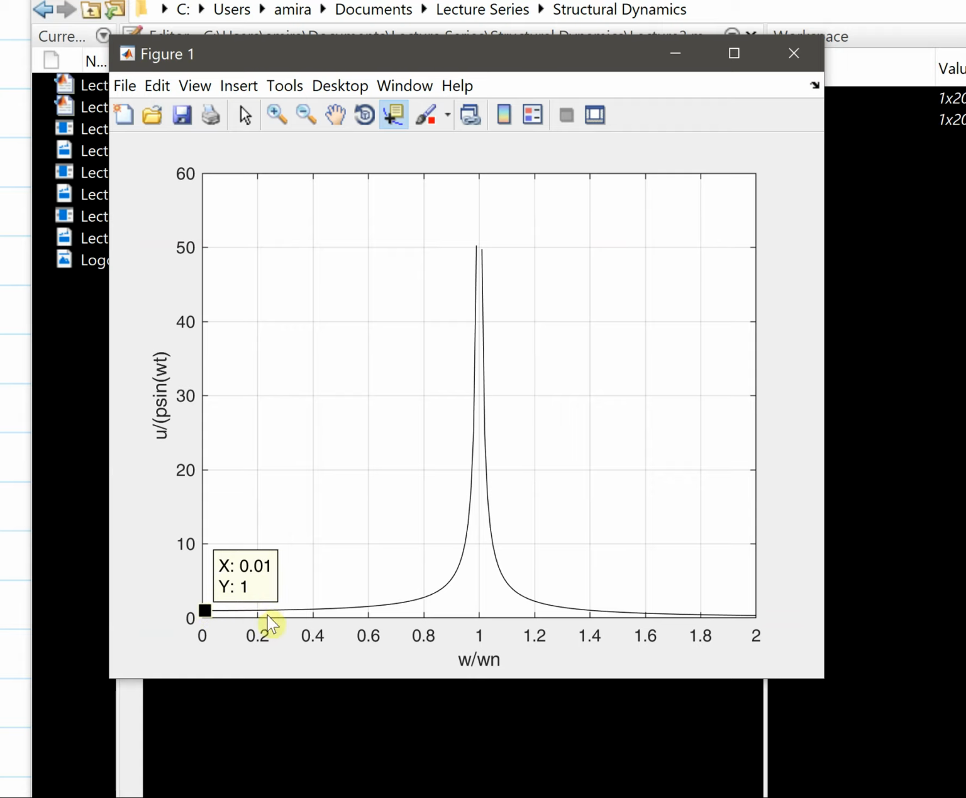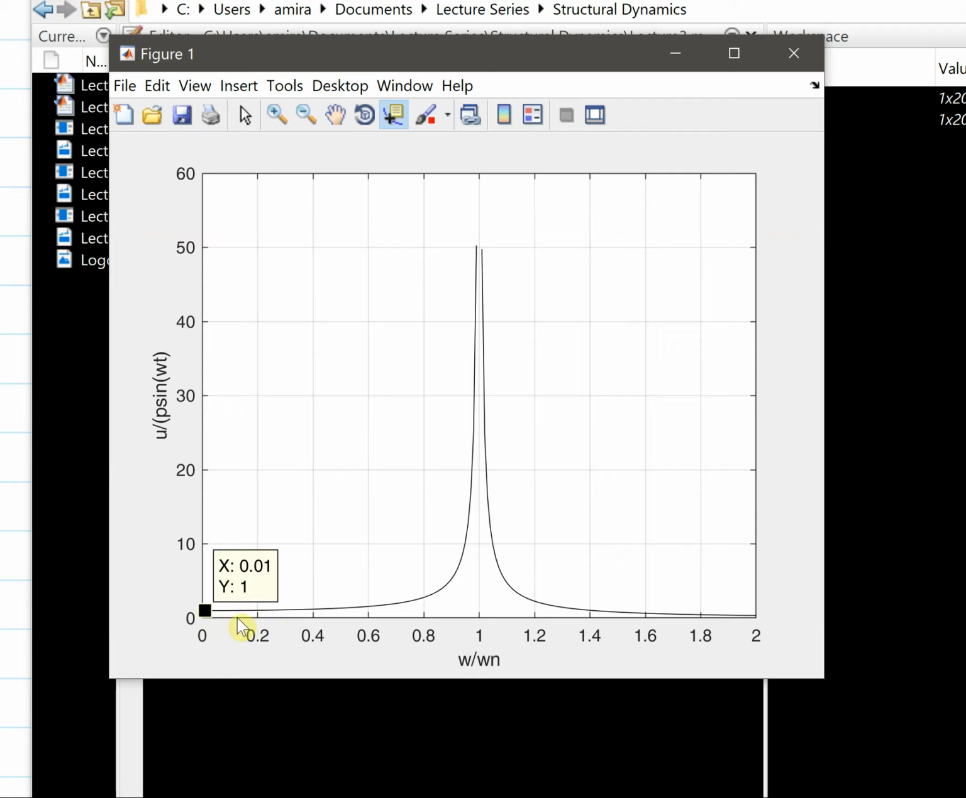And what that means is that whenever I'm applying my harmonic excitation super slowly, I am almost behaving in a static manner. So whatever I feed into my structural system, the amplitude will directly match the output amplitude. And that's typical of static systems. So at 0 frequency, we have statics.